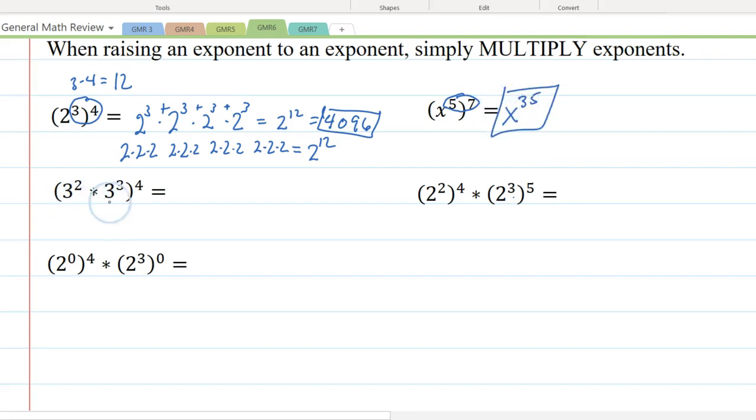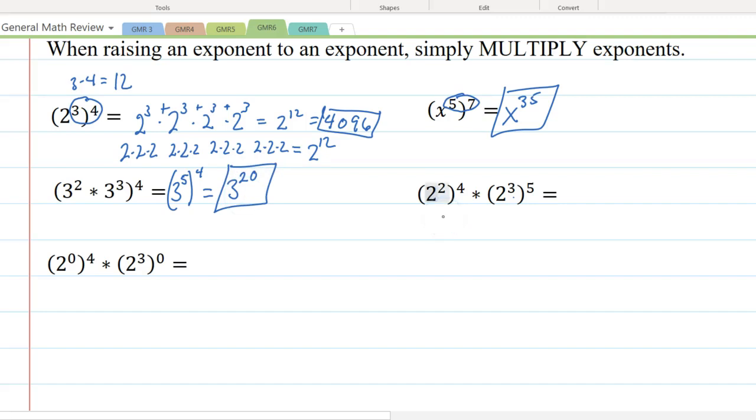If you have something inside the parentheses, you need to do what's inside the parentheses first. Inside the parentheses, it says 3 squared times 3 cubed. We know when multiplying bases, add the exponents. That gives us 3 to the power of 5, still raised to the power of 4. Well, 5 times 4 is 20. That gives us 3 to the power of 20. That's going to be much too big of a number, so we leave it 3 to the power of 20.